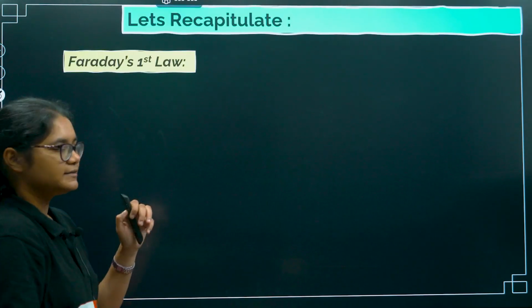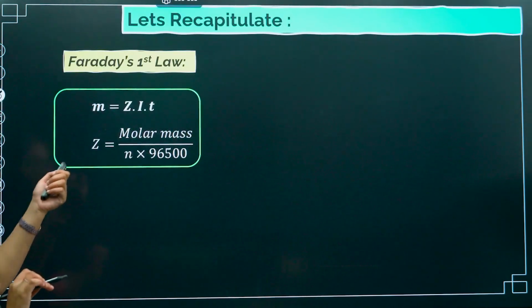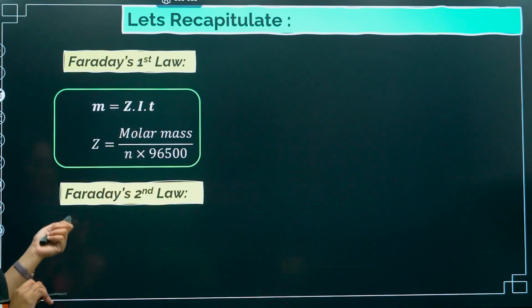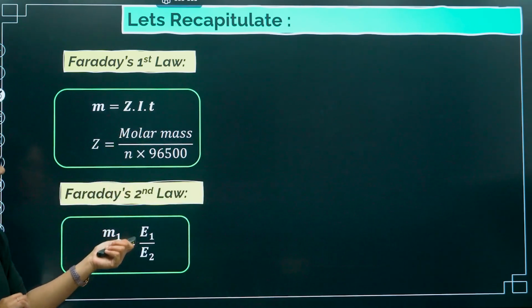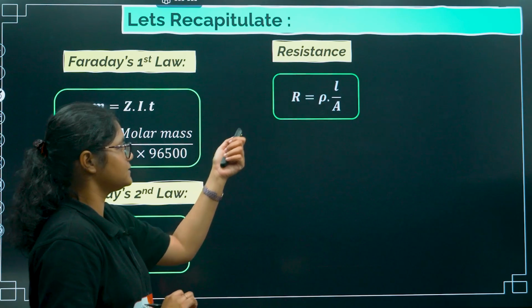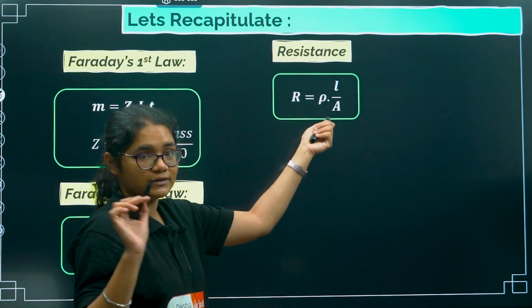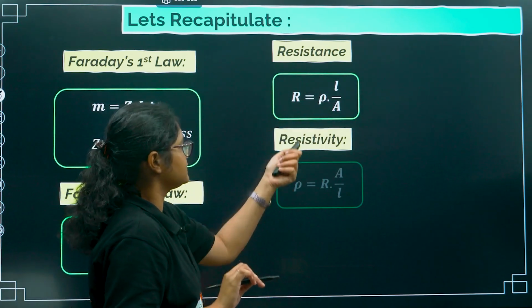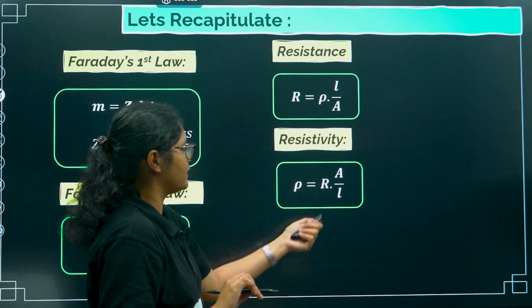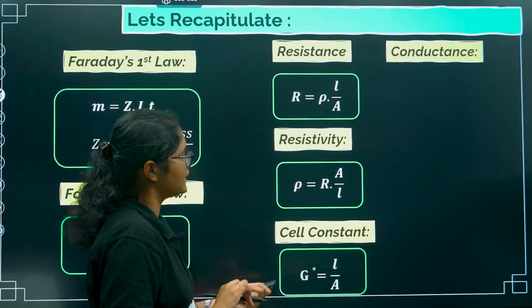Okay, so now let's have a small recap of all the formulas. Faraday's first law, M is equal to ZIT. Faraday's second law, M1 by M2 is equal to E1 by E2. Then resistance, R is equal to rho L by A. Rho is your resistivity. Resistivity we can arrange from here, R into A by L. Cell constant is L by A.